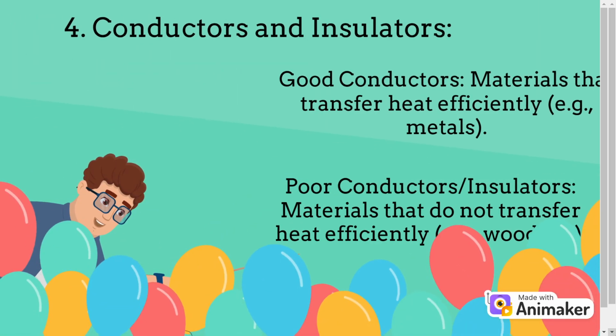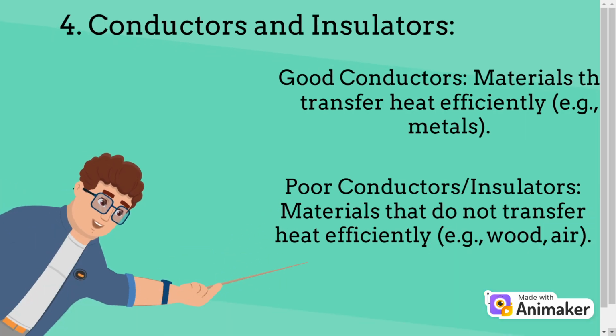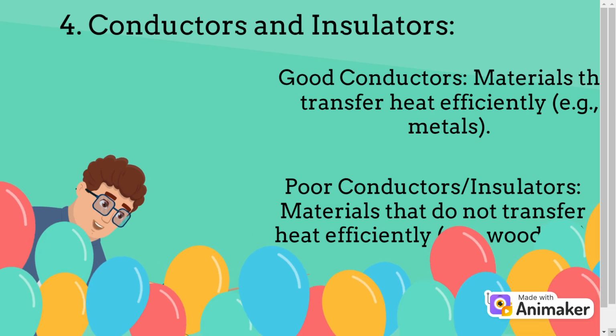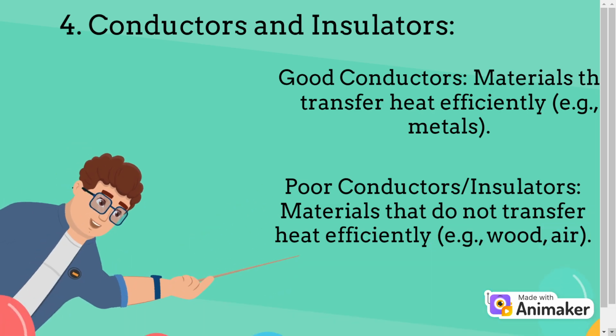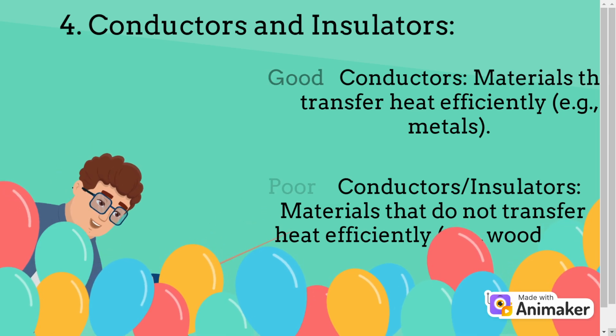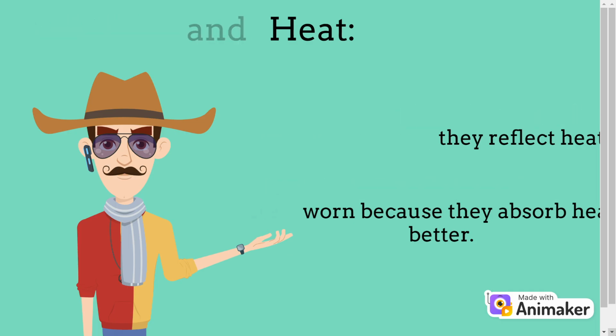Fourth, conductors and insulators. Good conductors, materials that transfer heat efficiently. Example, metals. Poor conductors or insulators, materials that do not transfer heat efficiently. Example, wood, air. Fifth, clothing and heat. In summer, light colored clothes are preferred as they reflect heat. In winter, dark colored clothes are worn because they absorb heat better.